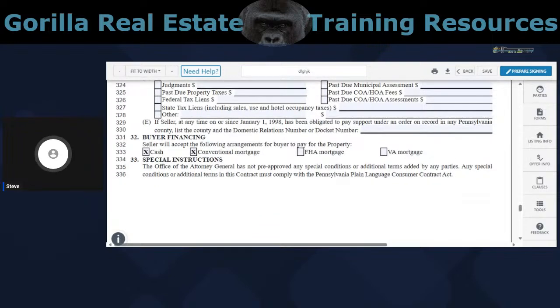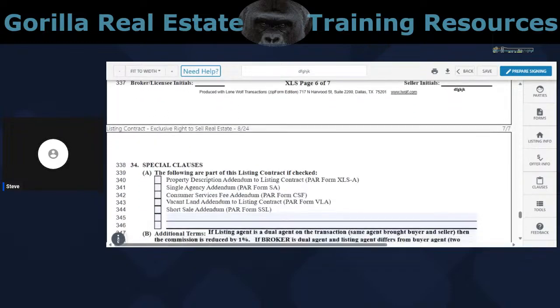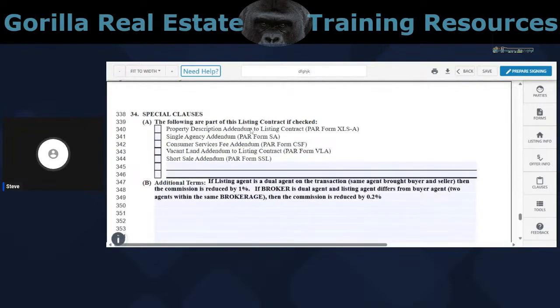Buyer financing. I don't know why that section exists. If the money's green, why do we care? Now, if it's a dump and it's not going to pass FHA, because remember, FHA, VA, USDA are pretty much annual exams. So if you've got a dumpy house, it probably ain't passing those. But I don't know why a seller would reject it. They may not sign it, but why would they reject it? But that's an option. Special instructions, special clauses, property description, single agency, consumer services.